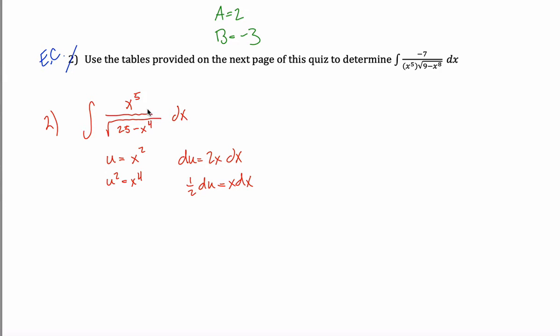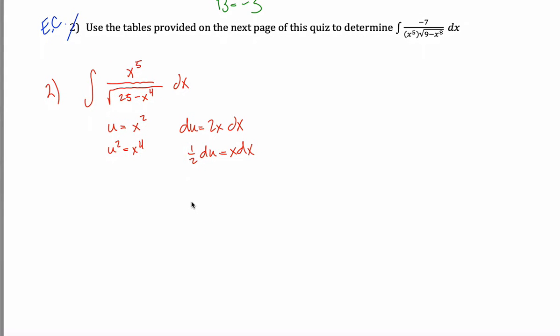But if you look up in the numerator here, you don't have an x. You have x to the fifth power. So what I'm going to end up doing is thinking about this x to the fifth as x to the fourth times x. The x to the fourth will change into a u squared, and the x will get sucked up as part of my du. So what I'm saying is when you do all the substitutions, you'll end up with a 1/2 out in front of the integral. And then up in the numerator, you'll be left with u squared. And down in the denominator, you'll have the square root of 25 minus u squared, du, because I've switched my variable of integration. And I think this is going to fit one of the forms pretty well.